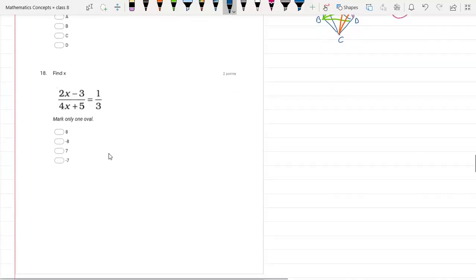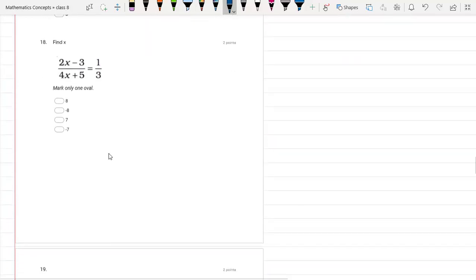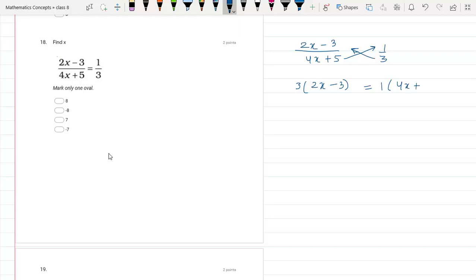Next question, very simple. We have an equation to be solved: 2x minus 3 upon 4x plus 5 is equal to 1 upon 3. We can solve it by cross multiplication. This 3 will go in the numerator and this complete denominator will go in the numerator, and they will get multiplied because here they are in division. So we have 3 multiplied with 2x minus 3 is equal to 1 multiplied with 4x plus 5.